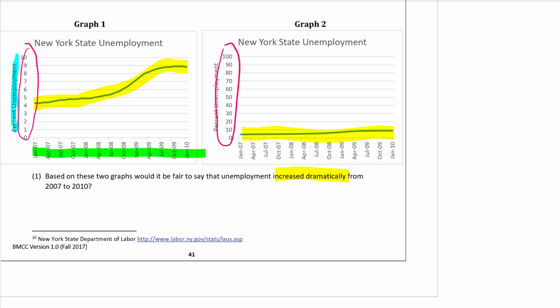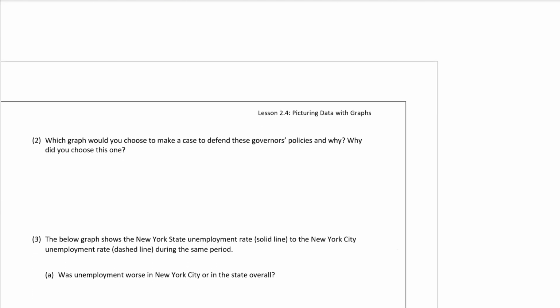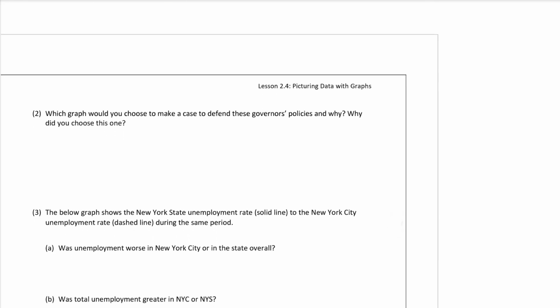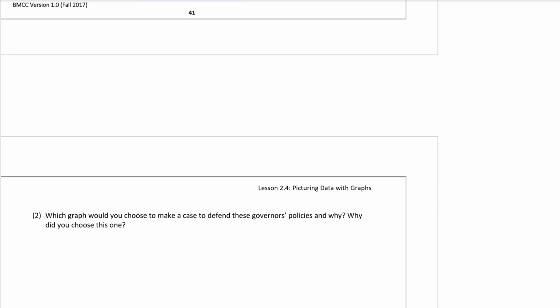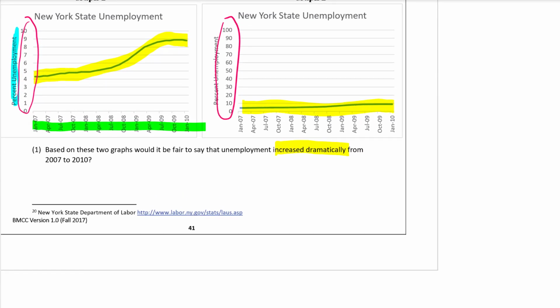All right, so which one shows us that unemployment information better? Graph number one or graph number two? Select your answer. Yes, graph number one depicts the information much better because we can clearly see what's going on. Now let's see if we will be asked to calculate anything. So we can actually take a moment and use graph number one.